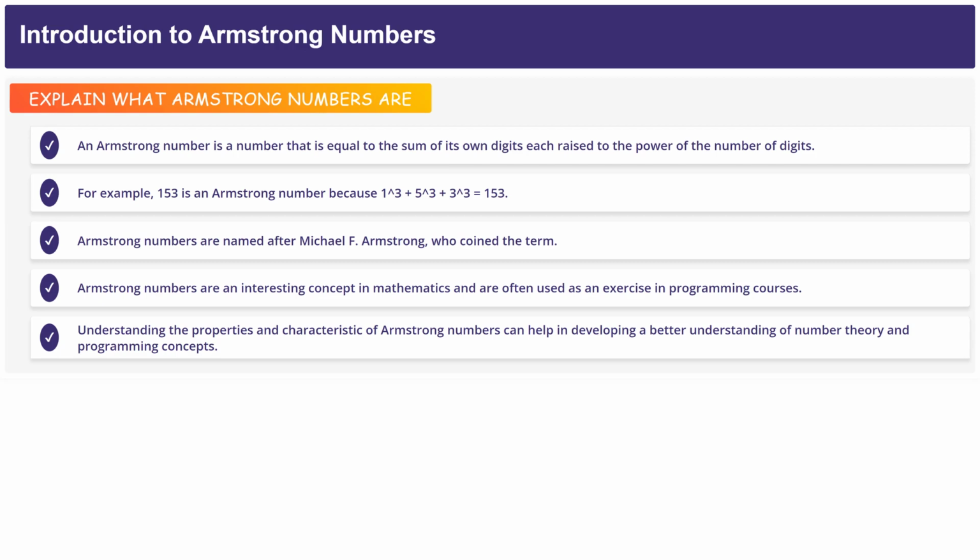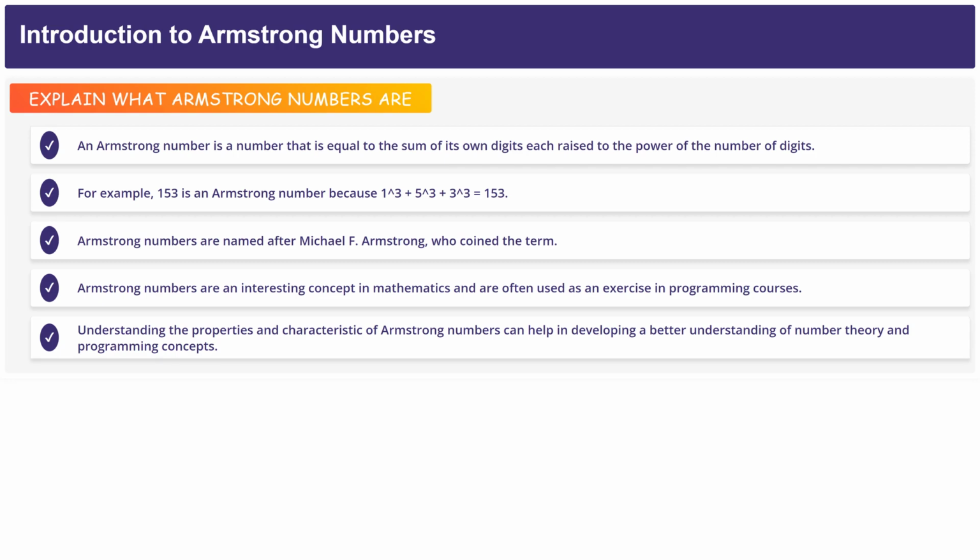Armstrong numbers are named after Michael F. Armstrong, who coined the term. Armstrong numbers are an interesting concept in mathematics and are often used as an exercise in programming courses. Understanding the properties and characteristics of Armstrong numbers can help in developing a better understanding of number theory and programming concepts.